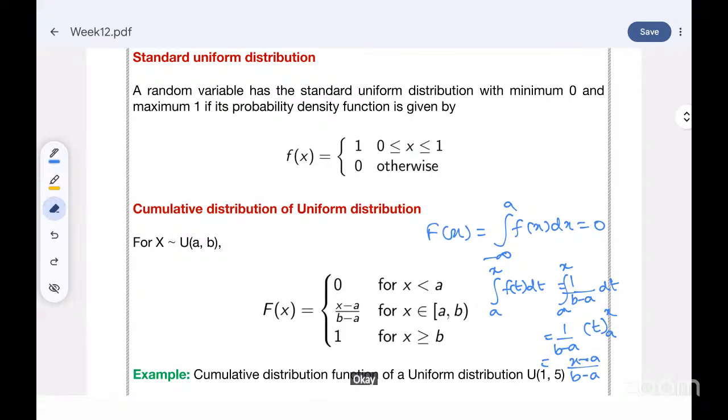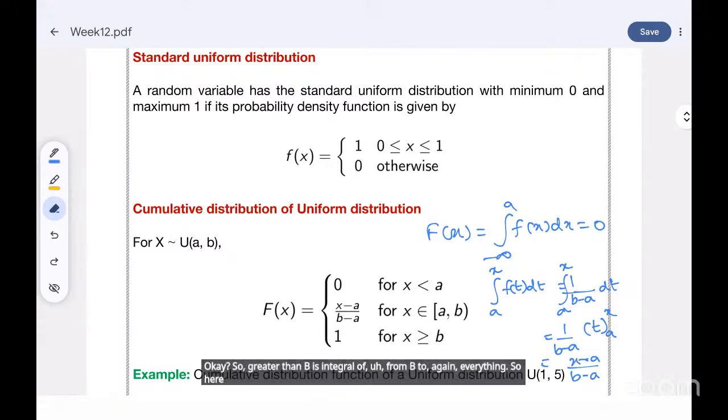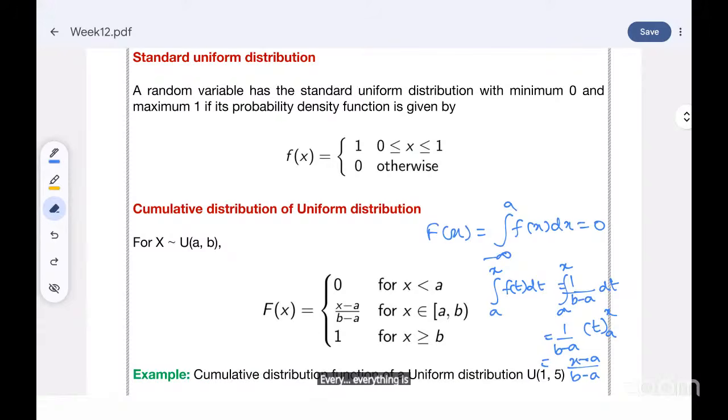Okay. So for x greater than b, it is the integral from b to again everything. Here you see that everything is now accumulated, and hence this part is 1, since everything gets accumulated after b. All right, so now let's look at some specific examples.